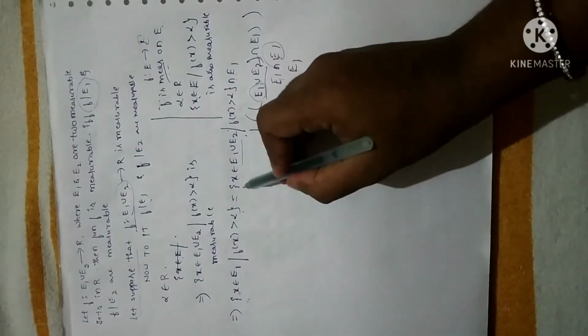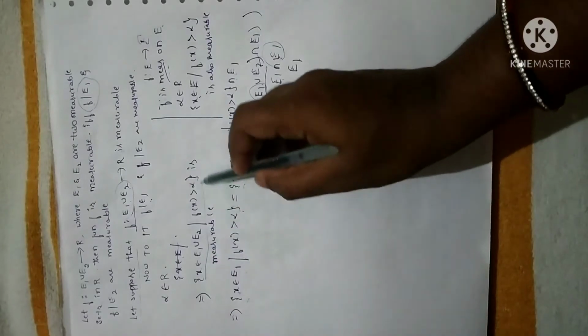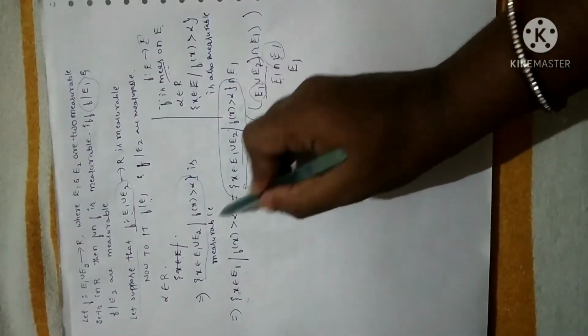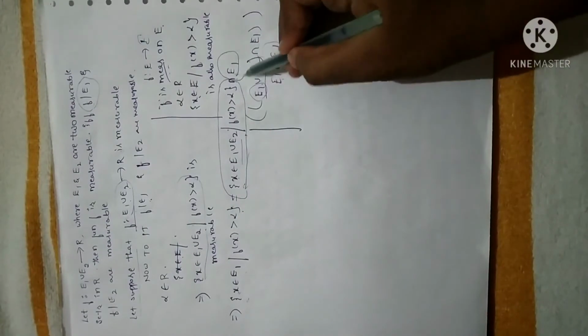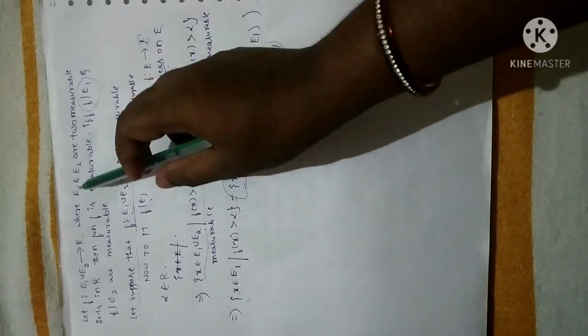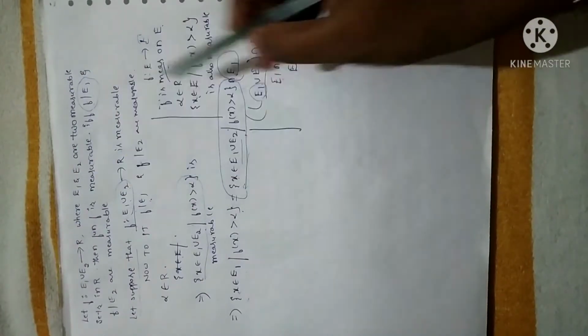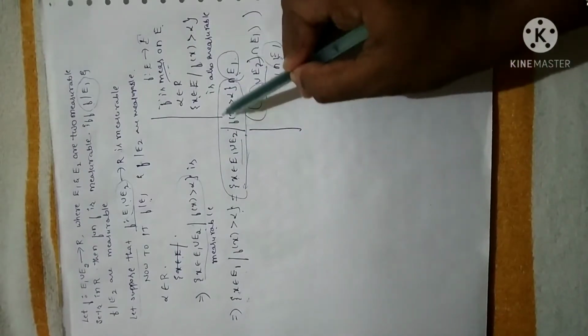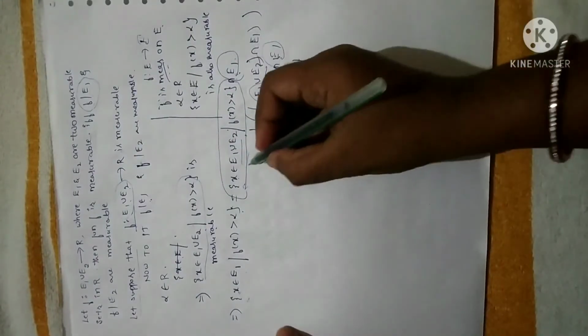Now you can clearly note that as per our assumption, the first set, that is x belongs to E1 union E2, is measurable, and moreover we have intersection with E1. E1 is always measurable, it is already given in the statement. So E1 and E2 are measurable, it is given. So E1 is also measurable. So the intersection of two measurable sets is measurable. We have already proved the theorem.